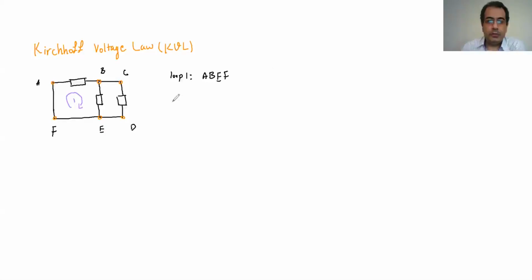The second loop I can use is B, C, D, and E. So I can go ahead and set my second loop. It's a closed loop. I can start from B, go to C, go to D, go to E, go back to B. That's my second loop.